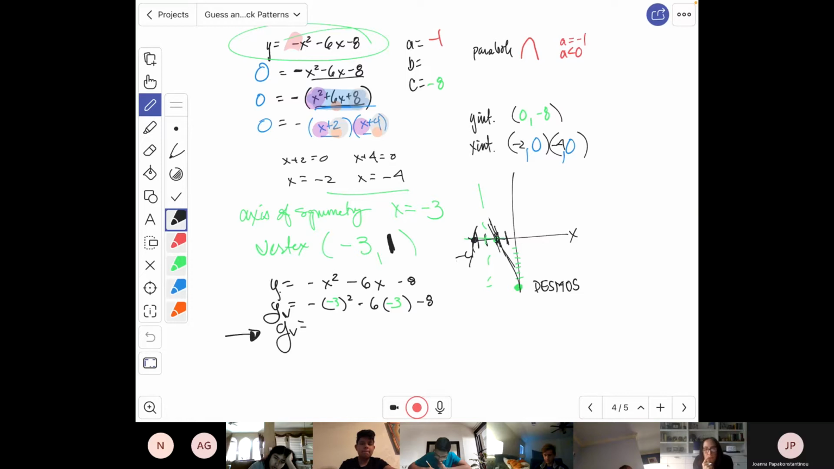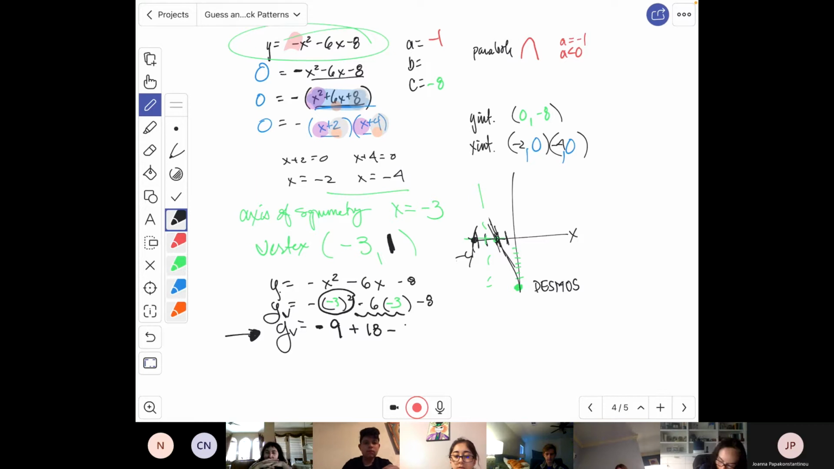Can we get that 1? Do we need to see how we got the 1? Is this difficult? Shall we walk through this? Yes, you want to see it. Okay. So I have a negative here. And then if I evaluate -3 squared, -3 times -3 is a +9. And then -6 minus 3, if I multiply those, I'm going to get a +18 and then a -8.